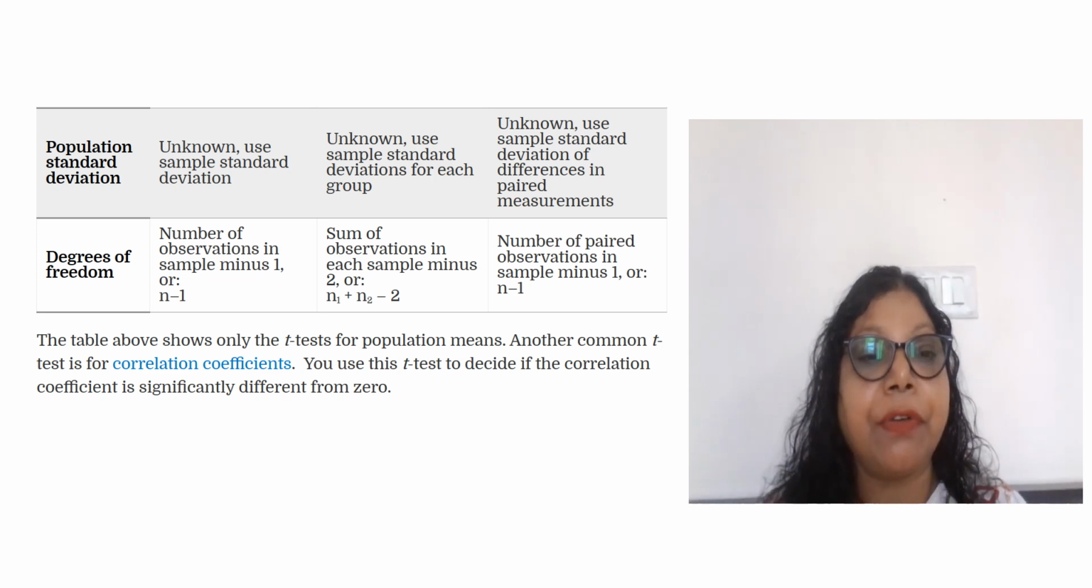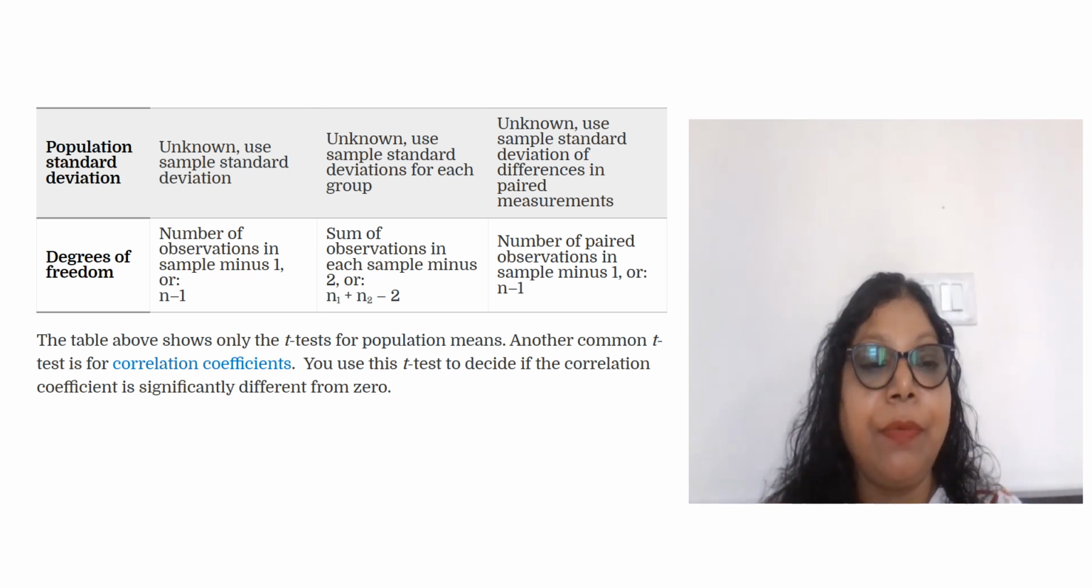Same way, degrees of freedom. It is the number of observations in sample minus 1. So in single sample t-test, we will be using it as n minus 1. But if we are adopting two sample t-test, in that case, it is n1 plus n2 minus 2. So that is the degrees of freedom. While in a paired t-test, we take it as n minus 1, that is the number of paired observations in sample minus 1.